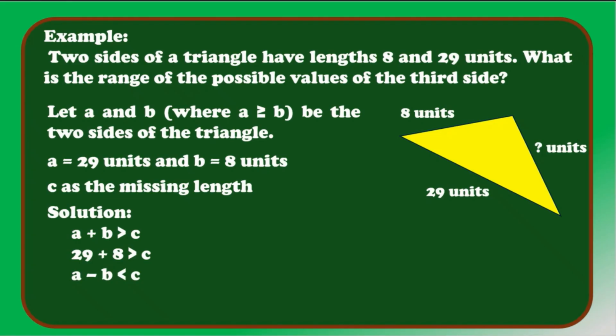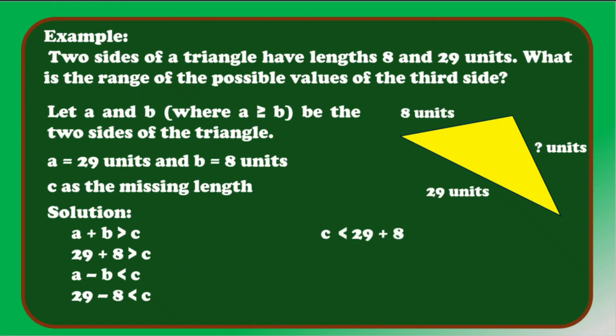So to proceed with that, this time we're going to get the difference between A and B, and this difference is less than C. So by substitution, we obtain 29 minus 8, which is less than C. To put it simply, we're going to arrange it in a way that we could easily understand our given inequality and condition. C is our third side, that is the missing side, and we are talking about the range of values that we could insert on that variable.